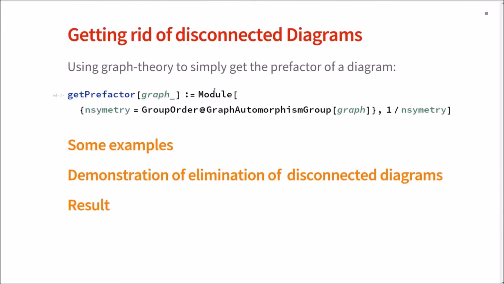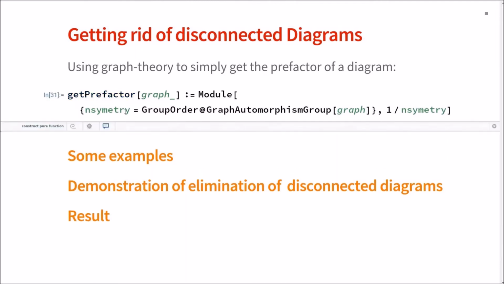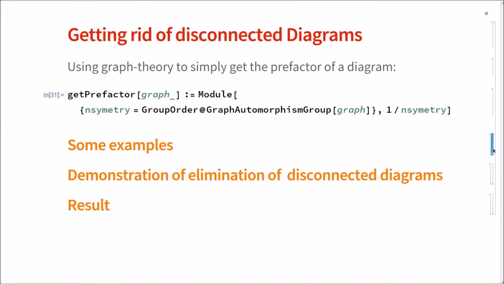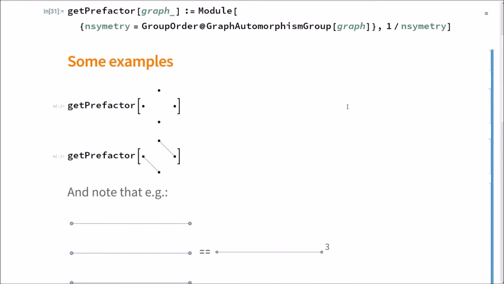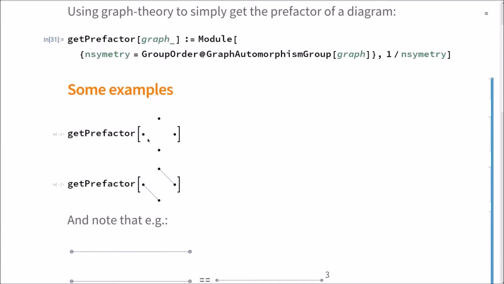So we want to get rid of these disconnected diagrams. This is the task of this slide here, and this will make things much simpler in this calculation. So we define here a function which gives us the prefactor of a diagram. Before, we had to do all the sums. Now I simply use some graph theory to get this prefactor, so I don't have to always calculate all possible diagrams, then throw most of them away, to get the prefactor. I can do this with this function too.